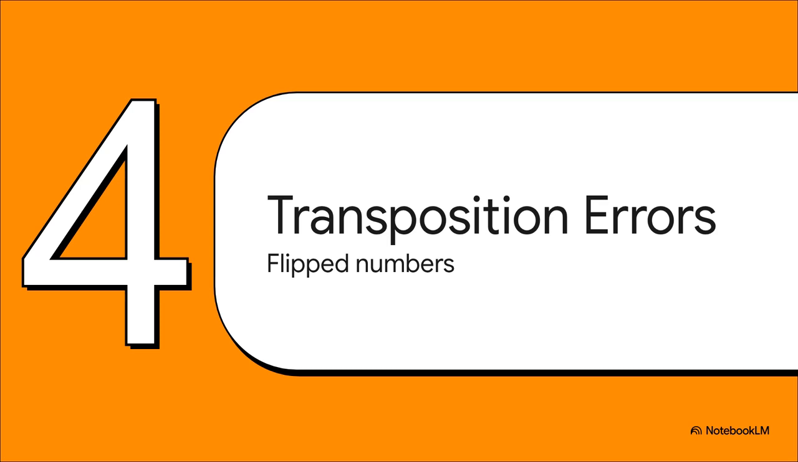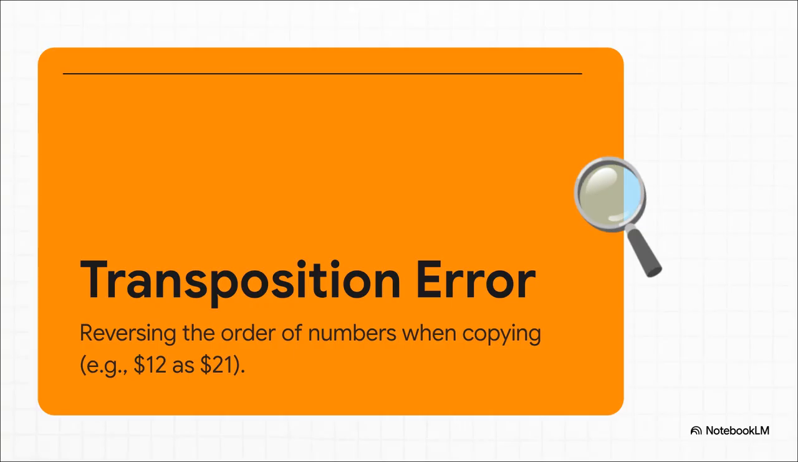Which leads us perfectly into Section 4, transposition errors, also known as flipped numbers. We need to go deep on this one, because this specific error haunts accounting students, and board examiners absolutely love it. A transposition error is, simply put, when your brain glitches and you flip the digits while writing them down. You see a 12 in the ledger, but your hand writes a 21 on the trial balance. It's super common. We all do it.